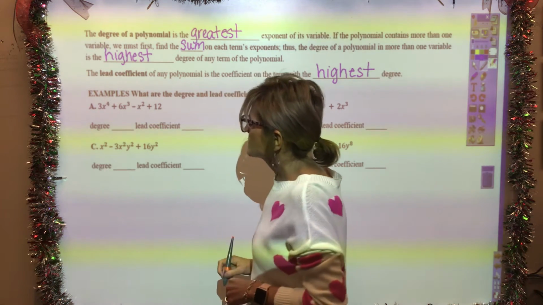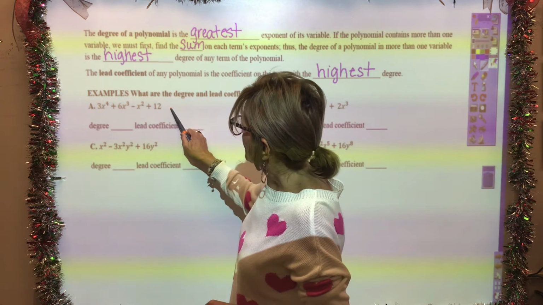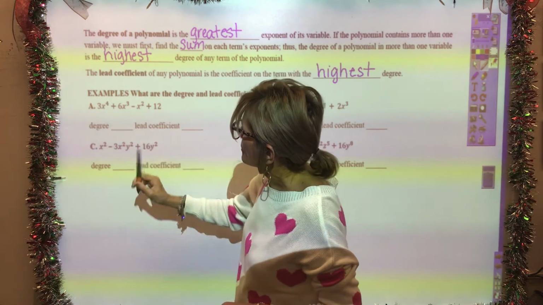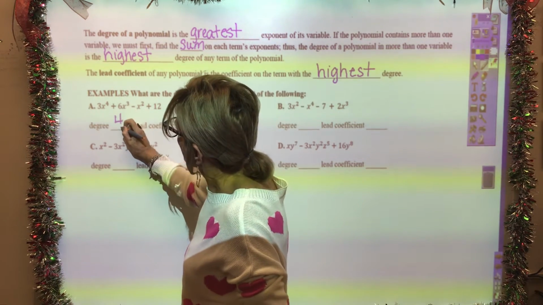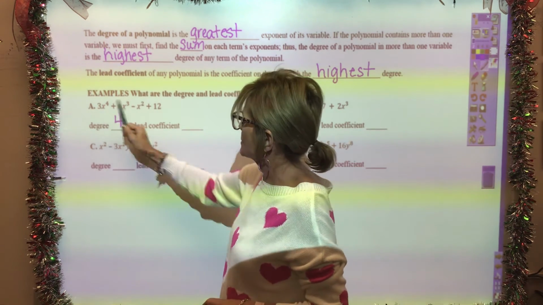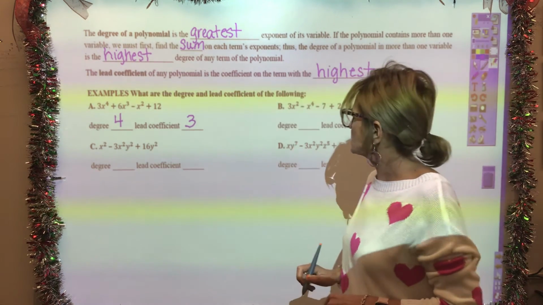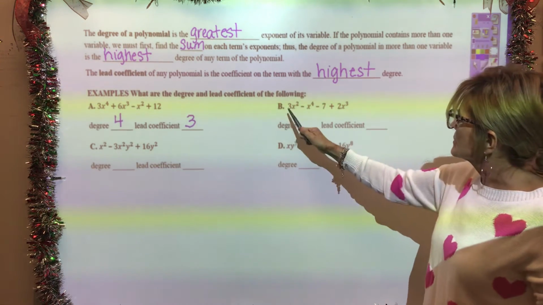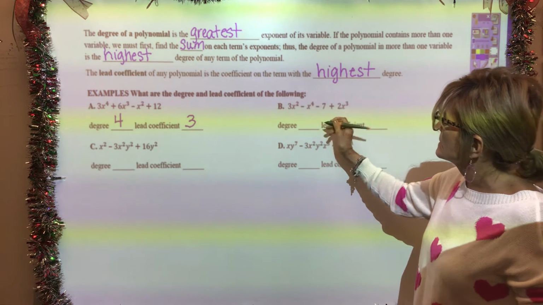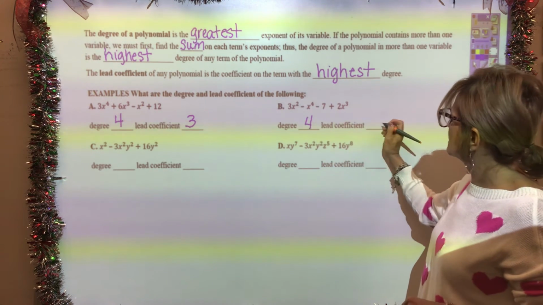So what that means mathematically is you look at your polynomial. You see that the highest power in it is a 4. So it is a degree 4, and the coefficient of the term that has that highest power is 3. So the lead coefficient is 3. On B, you can see that our highest power is 4 again, and the lead coefficient this time is negative 1.